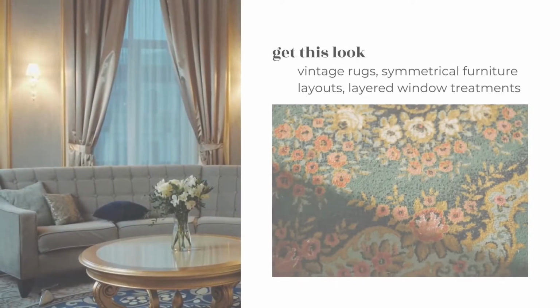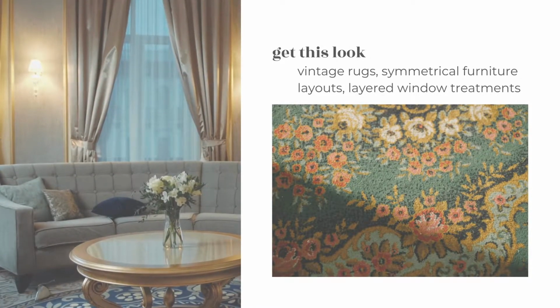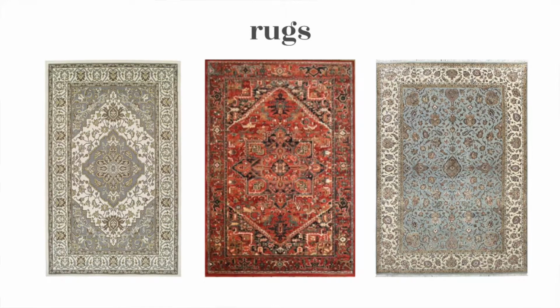But now let's discuss a few ways that you can add traditional design elements into your home, even if maybe your home isn't necessarily traditional as of right now. One thing that you can do to make your home feel more traditional is to buy vintage rugs. This is very popular right now, so you shouldn't have an issue finding these. Persian and Turkish rugs are vintage and really give that traditional vibe.